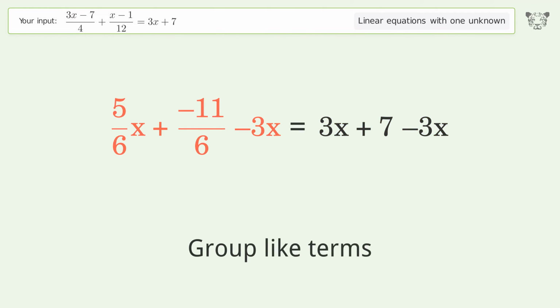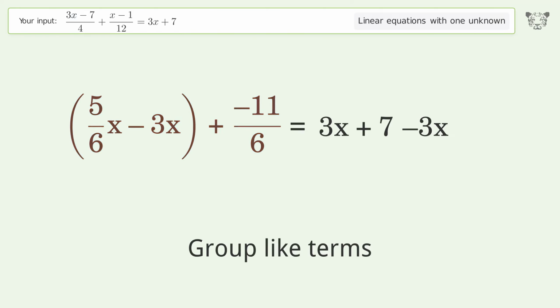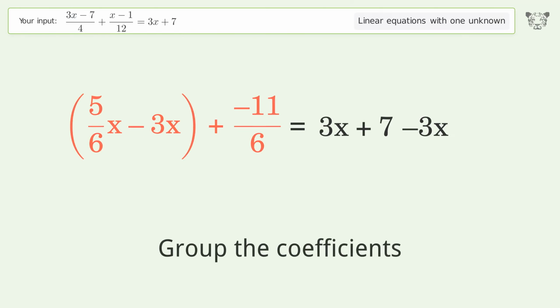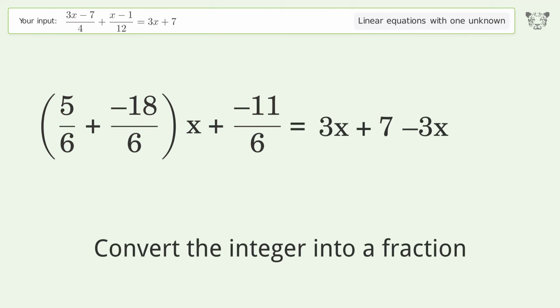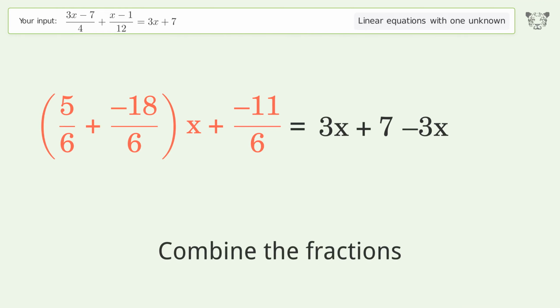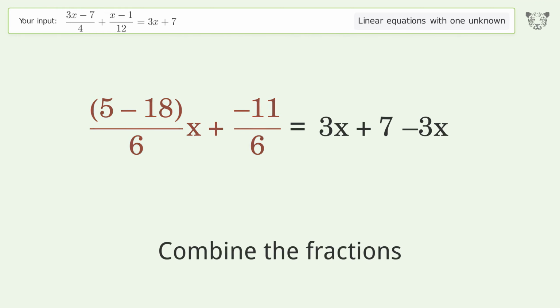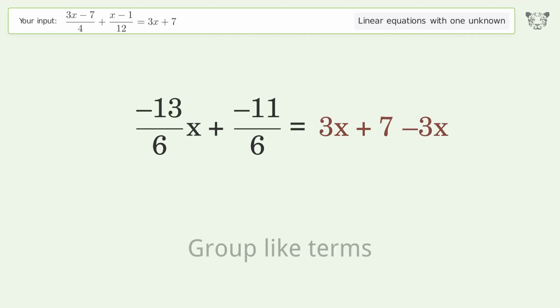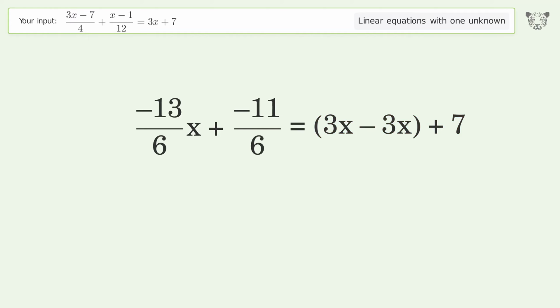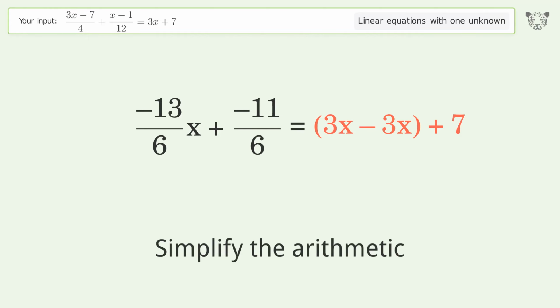Group like terms. Group the coefficients. Convert the integer into a fraction. Combine the fractions. Combine the numerators. Group like terms. Simplify the arithmetic.